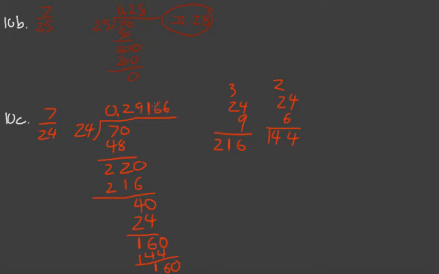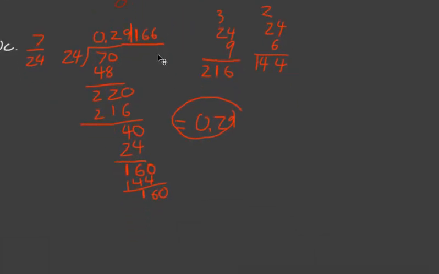So it tells us on 10 that if it's a repeating decimal, and if it's a non-terminating decimal, then we need to round to the 100th place. Well, the 100th place is right here. So the answer to this is 0.29. Okay? All right, let's do this last one. Let's do the last problem.